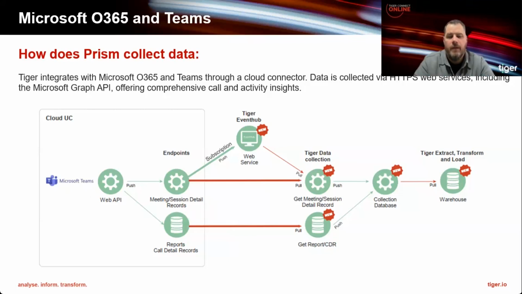I think it's worth noting that we talk about live-like data. Obviously we have a reliance on Microsoft and how quickly they publish that data to us. But from our point of view, once we've collected the event in our event hub, it's usually no more than 45 seconds before it's processed into Prism. Yeah, it depends on how many people are in the meeting.